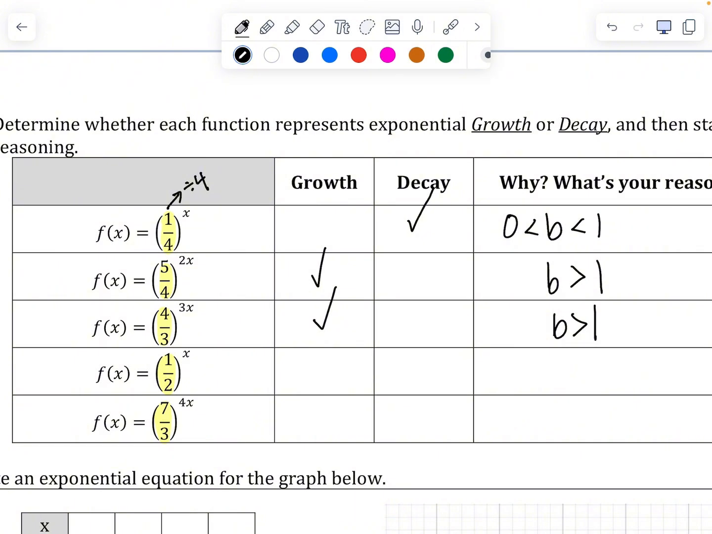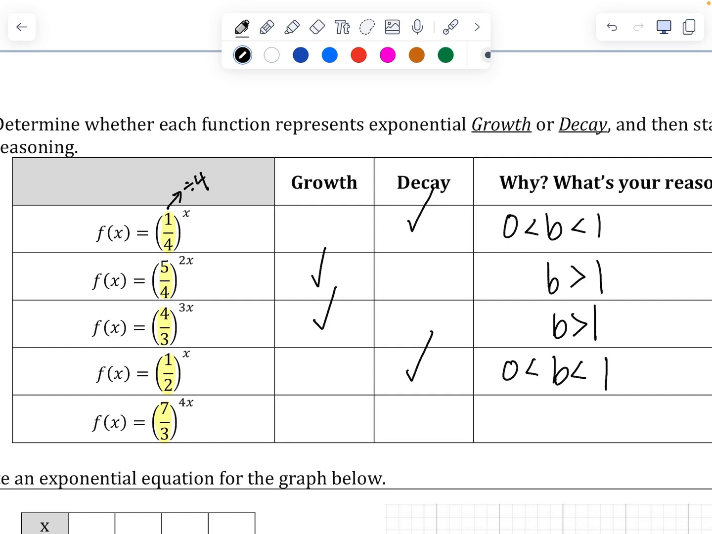What about 1/2? The denominator is bigger than the numerator. So therefore, this is what? Growth or decay, guys? It's 0.5, right? It's dividing by 2. It's decay because the B is between 0 and 1.